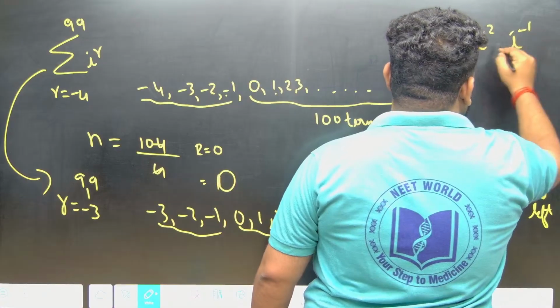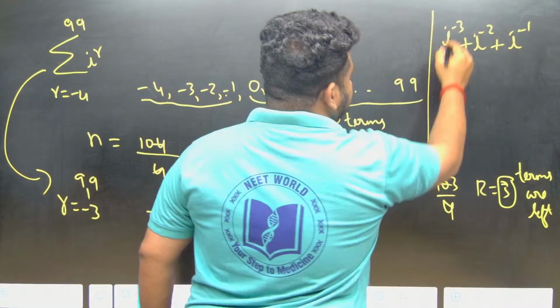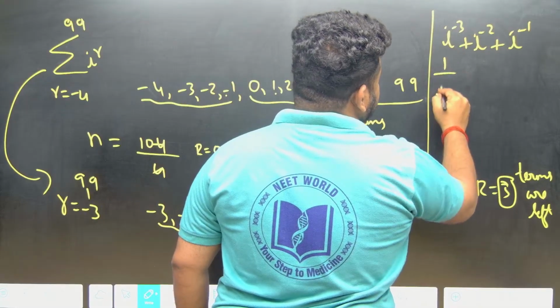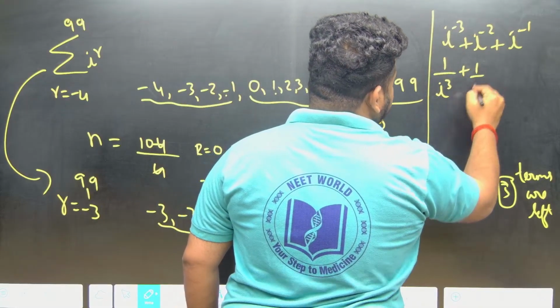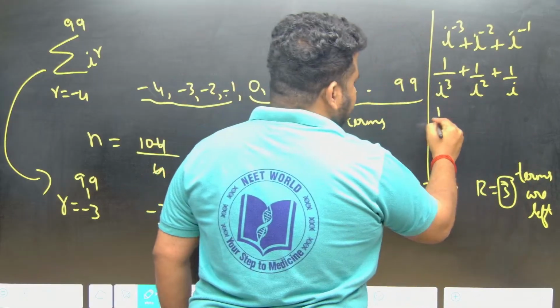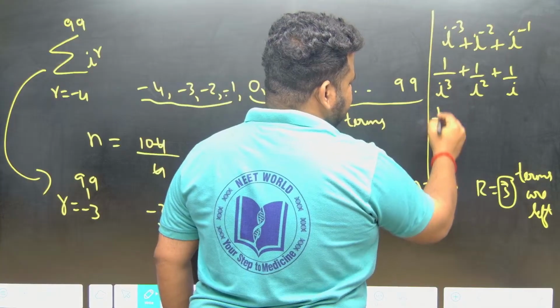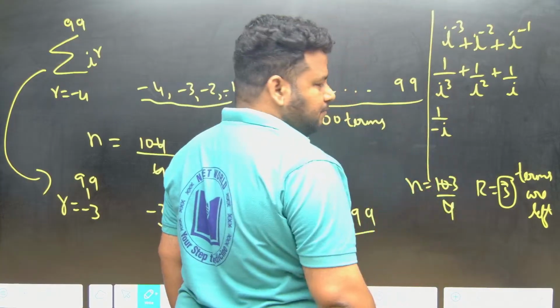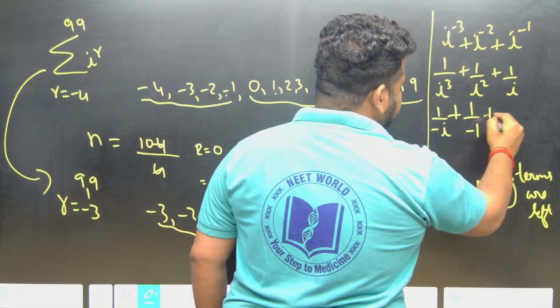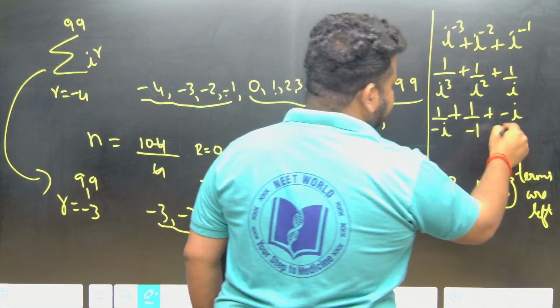Okay, i power minus 1 plus i power minus 3. I know the value of i power 3, not minus 3. So what I will do is bring it over, and this will become i power 3 plus 1 by i square plus 1 by i. Now, 1 by i cube is minus i. 1 by i square is minus 1. And 1 by i is minus i.